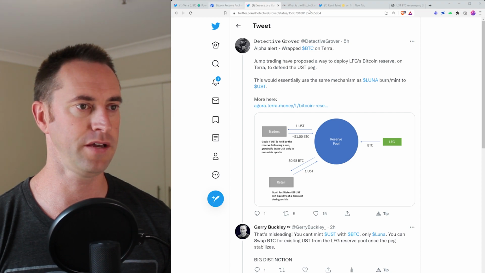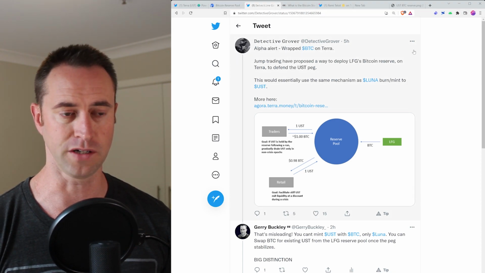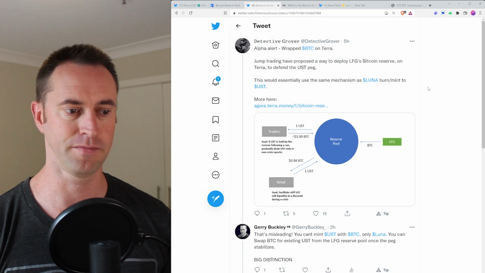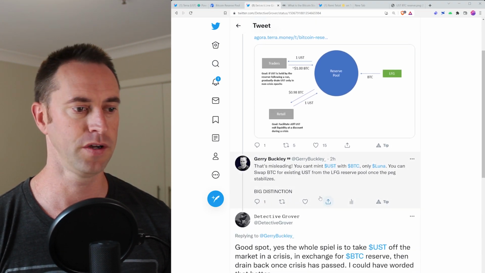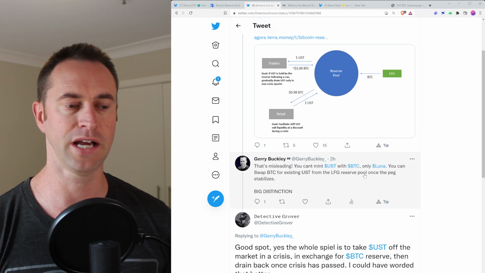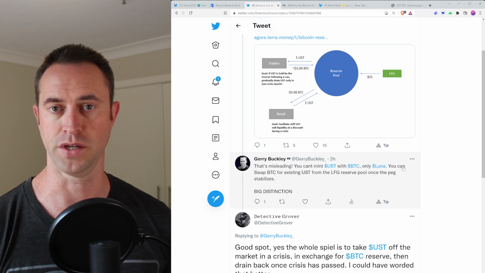So there's a tweet here from Detective Grover, who's part of the Retrograde Money team. And I called him out on it straight away because, again, it's misleading. The only asset you can use to mint UST with is Luna. So don't lose sight of that.